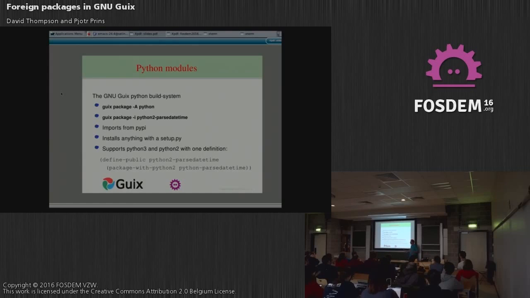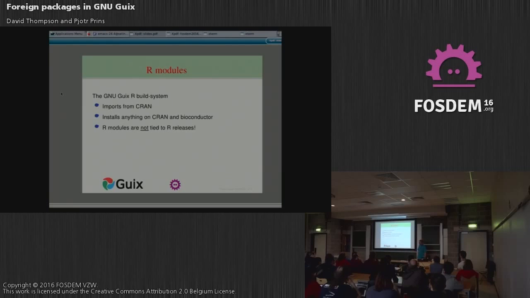Yeah, but also, what is also great is that we can do a package definition which easily scales to either Python 3 or Python 2. If you have a Python package defined, a Python module, basically using this import, you add a line saying define public Python 2 parse datetime, package with Python 2, so it uses the Python 2 interpreter, 2.7, and then you say Python parse datetime. Now you get two packages on your system. One is the one that will install with Python 3, and the other one will install with Python 2. The first time I saw this, it basically blew my mind, but I'll come back.